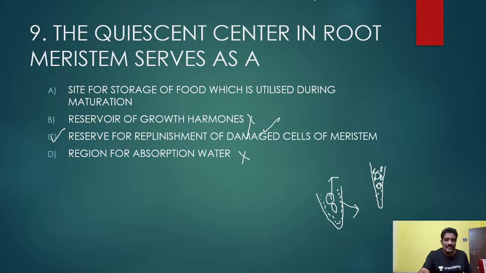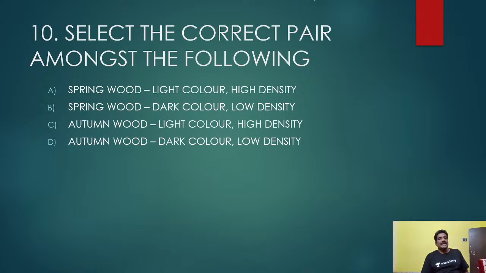Next, coming to another bit here. Select the correct pair among the following. What is the correct pair here? You have to observe here. Right answer, I will tell you here. Dark color, no. Autumn wood, yes. C is the right option. Here you see, spring wood is generally light in color. But density is less here. Density is not more, density is less. So this is not the correct option.